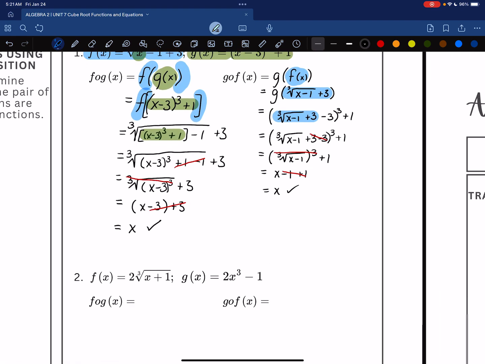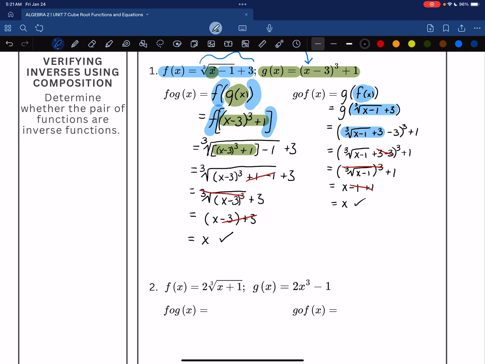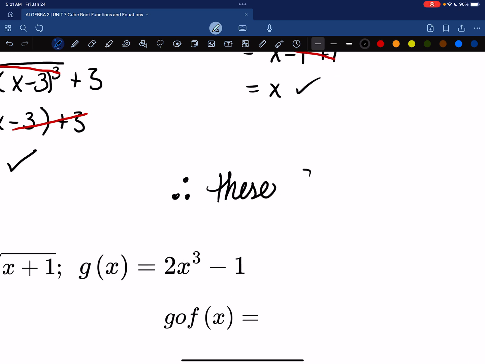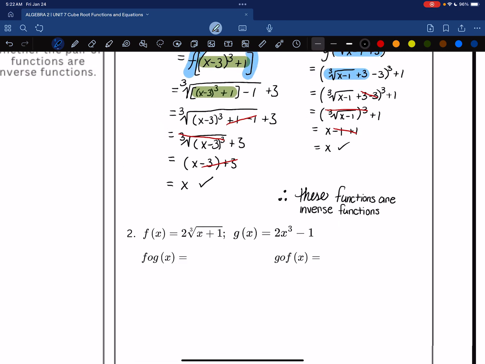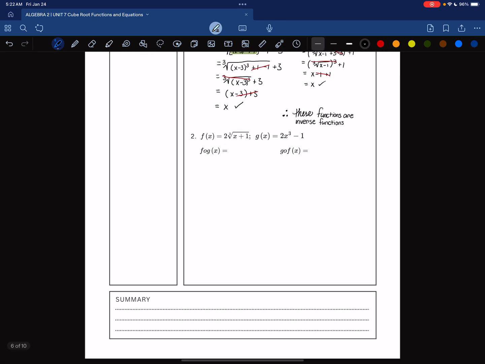Each time when we compose this, when we took f of g or g of f, the output was x. Therefore, we can say these functions are inverses. There we go. So that was one example. We're going to do one more in this video.